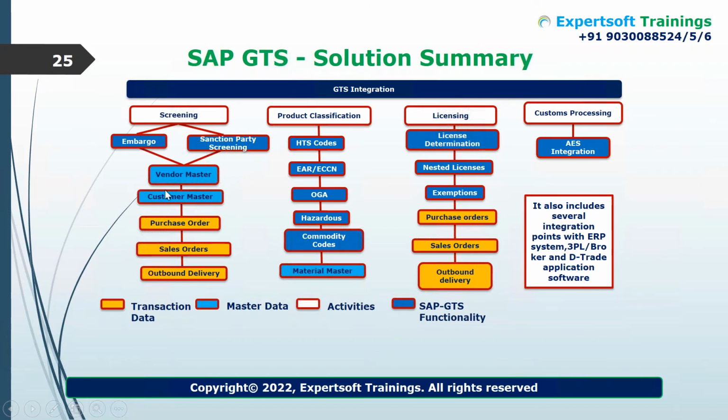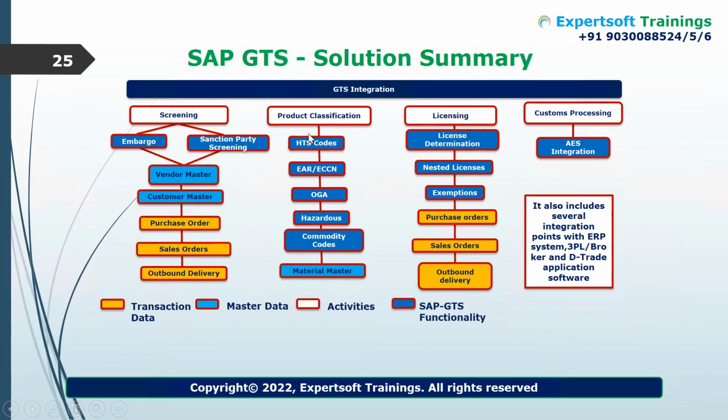For embargo, we are not looking at customer and vendor. We are only looking at the destination location. It may also be a departure country. Departure country is determined based on the relevant settings that we do in GTS, but the destination location or the ultimate consignee location is determined based on the vendor and customer country. Embargo is screened based on the country for which the vendor and customer has been created.